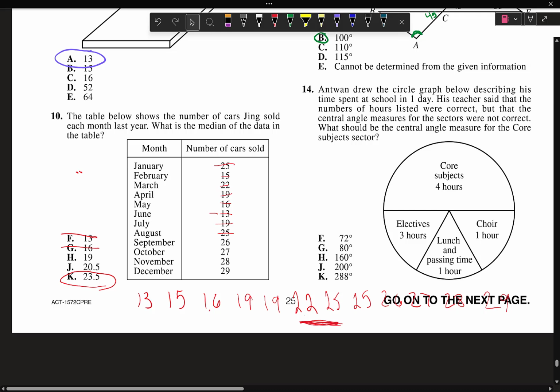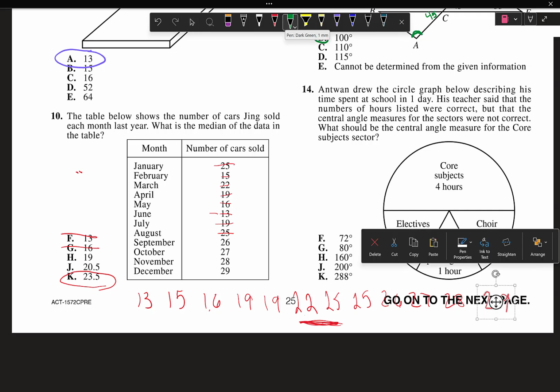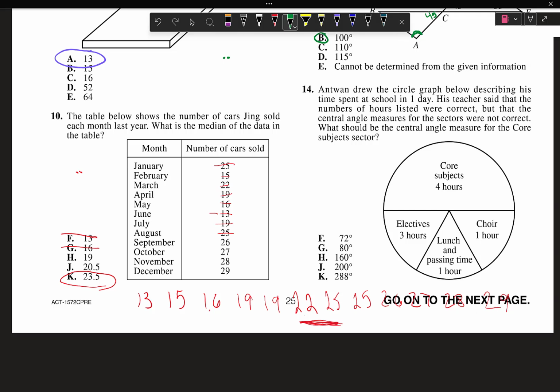Antoine drew the circle graph below describing his time spent at school in one day. His teacher said that the number of hours listed were correct, but that the central angle measures for the sectors were not correct. What should be the central angle measure for the core subject's sector? So they're saying this core subject's sector is taking up half of the pie chart, which would lead you to believe 4 hours is half the number of hours in a day.